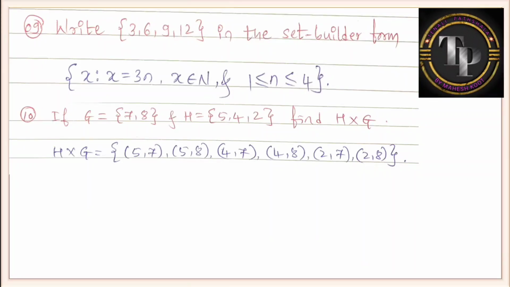Cross means the first element in the first set and the first element in the second set, as an ordered pair. Then the first element in the first set and the second element in the second set, like that ordered pair. You will go on writing, and you will get H cross Z. Similarly, they have asked Z cross H, which means (7,5), (7,4), (7,2), (8,5), (8,4), (8,2). Like that you are getting the answers. I hope you followed, guys.